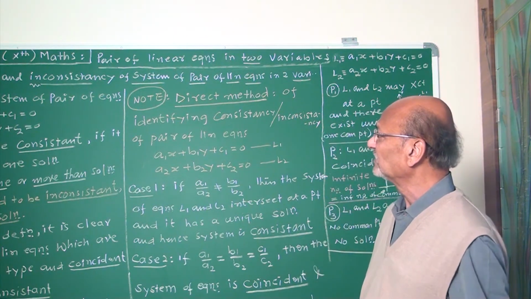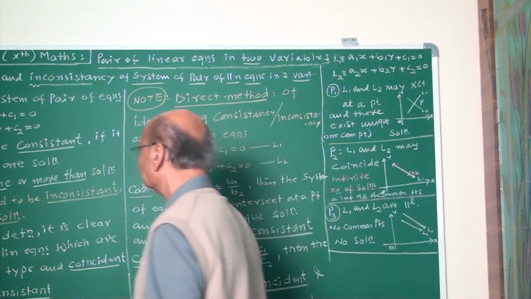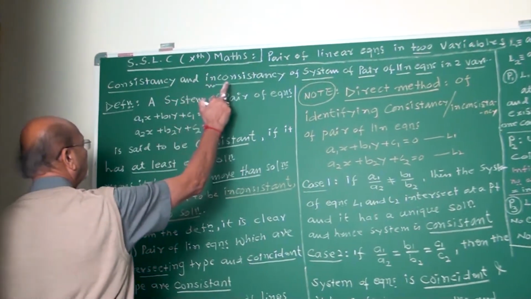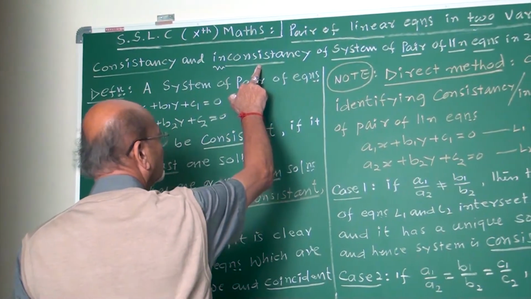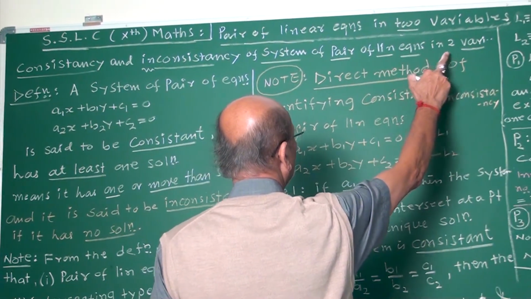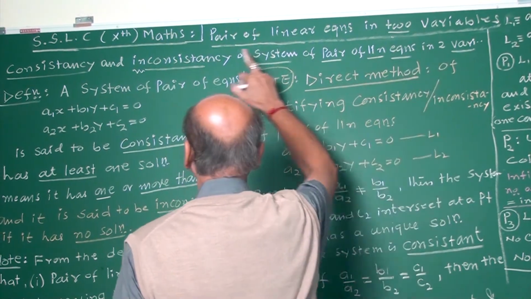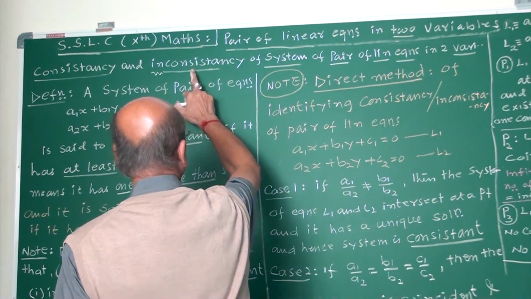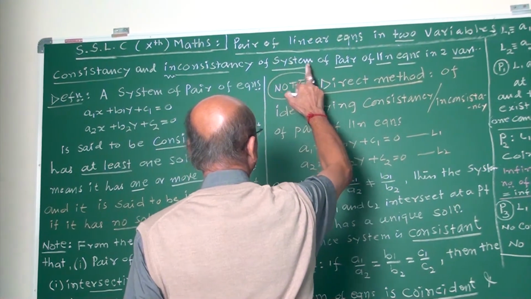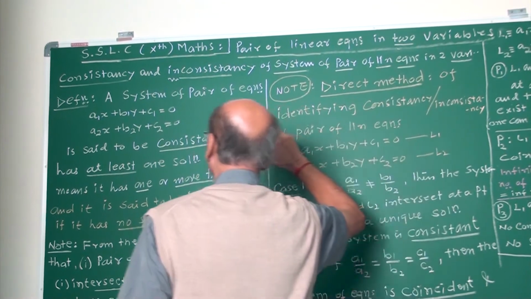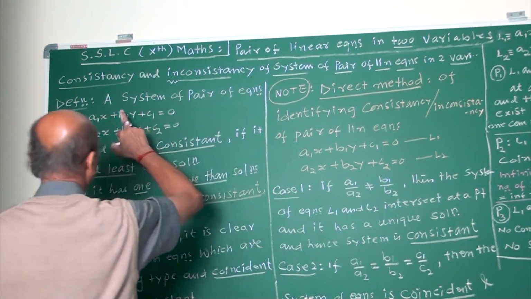In that, my friends, the next topic is consistency and inconsistency of a system of a pair of linear equations in two variables. What is it? Consistency and inconsistency of a system of a pair of linear equations in two variables. Then what is the definition?